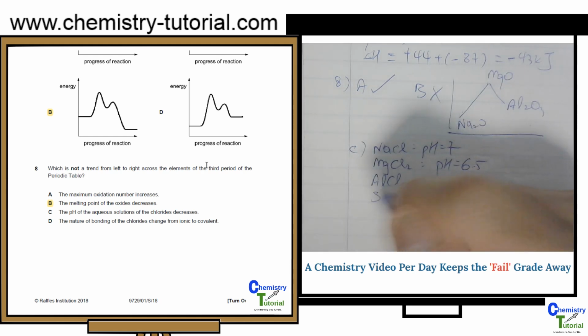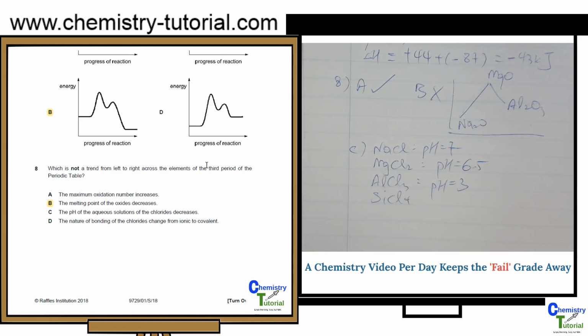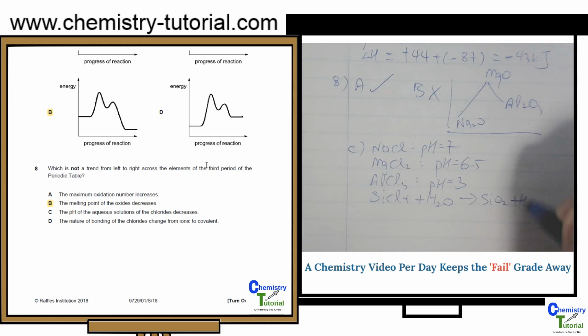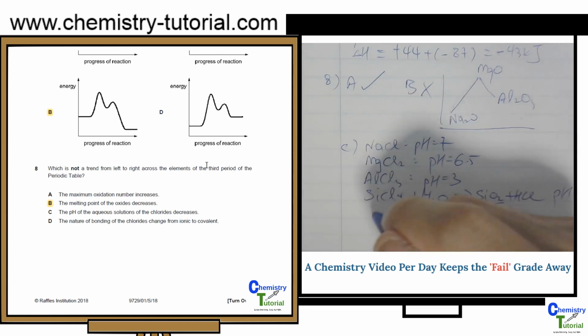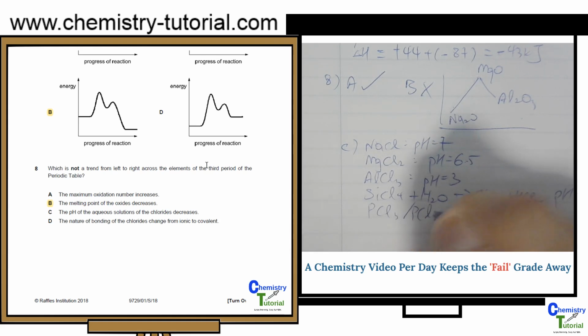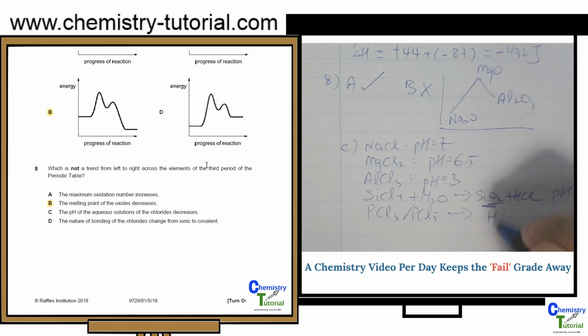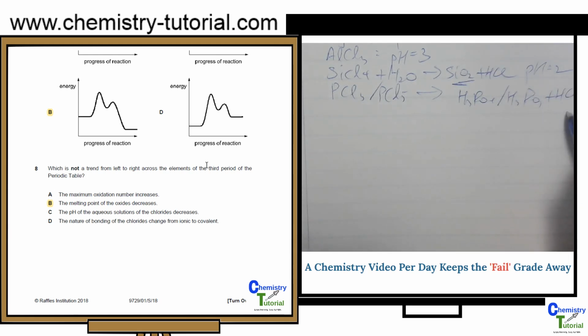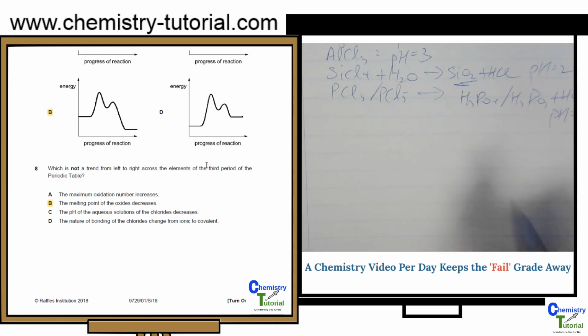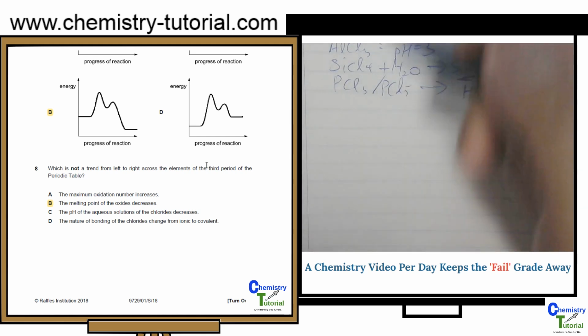The next one that we have is SiCl4, which will undergo hydrolysis in water. For example, SiCl4 plus water gives you SiO2 plus HCl. Some notes you'll write as Si(OH)4, for instance. It doesn't really matter, but this will give us around pH equals 2. Next one that we have is PCl3 or PCl5, which will give you H3PO4 or H3PO3 with the evolution of HCl. And HCl, we know that it's a very strong acid, so it gives you around pH 1 to 2. Definitely the pH of the aqueous solution will decrease. So option C is definitely a trend.